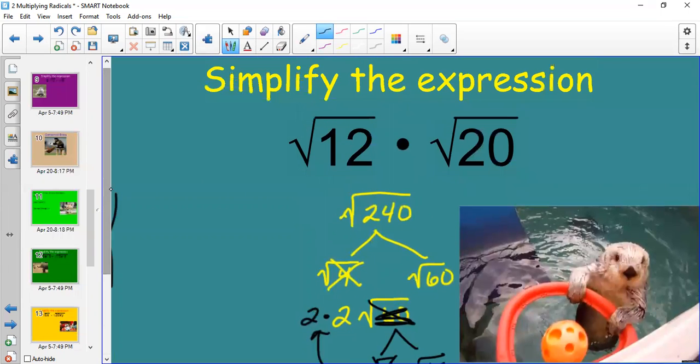Now the quickest way of doing that one would have been to break up square root of 240 into 16. And 240 divided by 16 is 15. And then we would have gotten 4 square root of 15 a little bit faster. Either way though, we should have gotten 4 square root of 15.